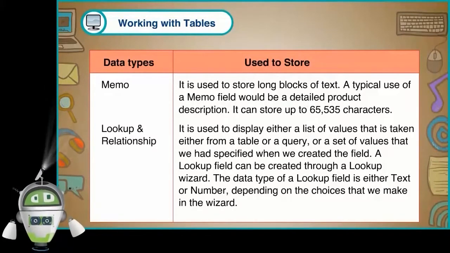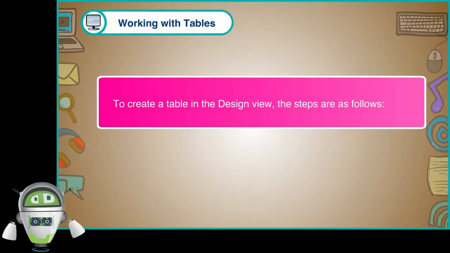It is used to display either a list of values that is taken either from a table or a query, or a set of values that we had specified when we created the field. A lookup field can be created through a lookup wizard. The data type of a lookup field is either text or number, depending on the choices that we make in the wizard. To create a table in the design view, the steps are as follows.